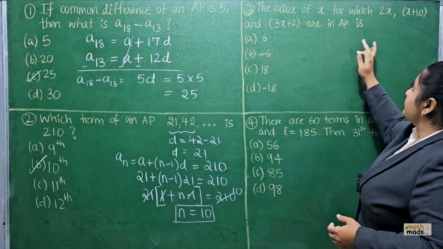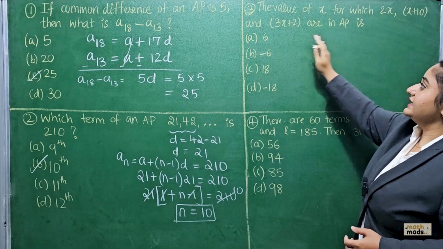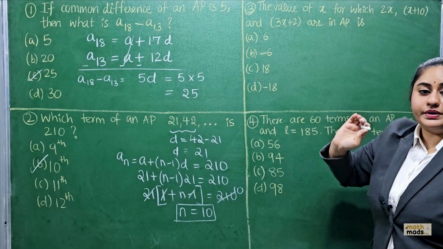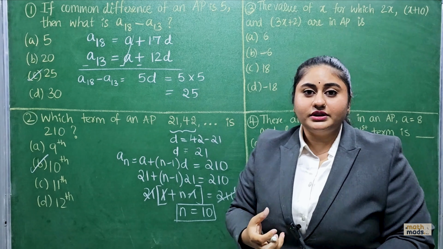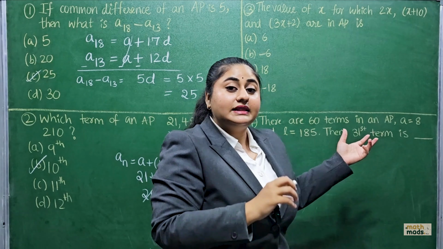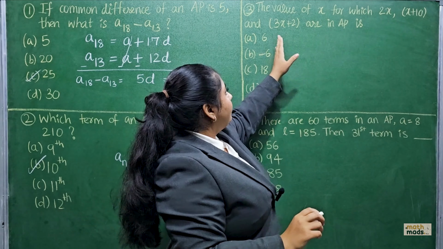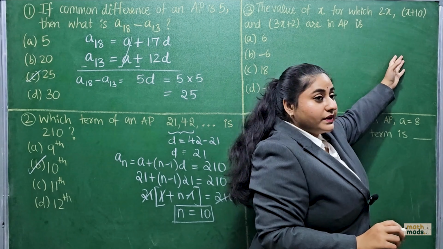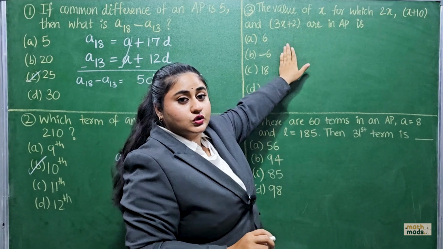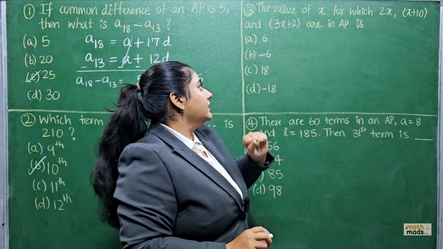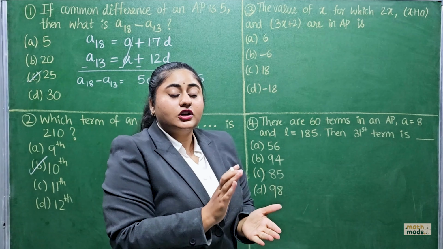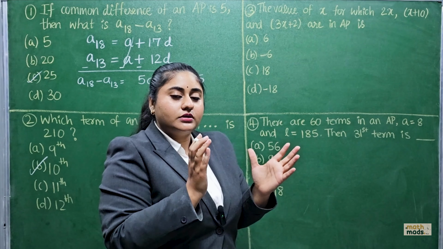The value of x for which 2x, x plus 10 and 3x plus 2 are in AP is. Now this is a little different because you have variables included in the AP itself. So we have 2x, x plus 10 and 3x plus 2. These are the three terms in AP. So what do we know about AP? That the common difference between two terms is the same.